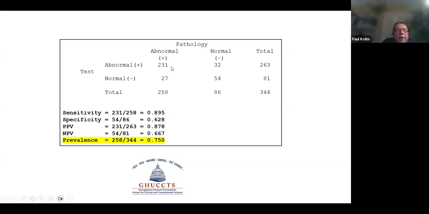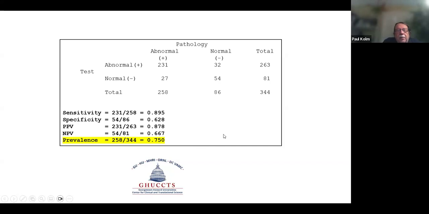Our predictive value is, remember, for those that have a positive test, the probability that they actually are abnormal. So that's 231 divided by 263. Our negative predictive value is 54 divided by 81. It turns out that the prevalence in my example here is 75%. That's the abnormals divided by the total numbers, so that's 258 divided by 344. So in this case, we have a fairly high prevalence in the population.